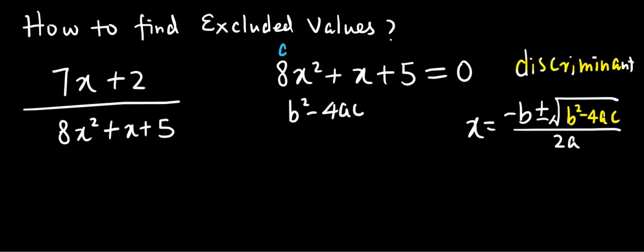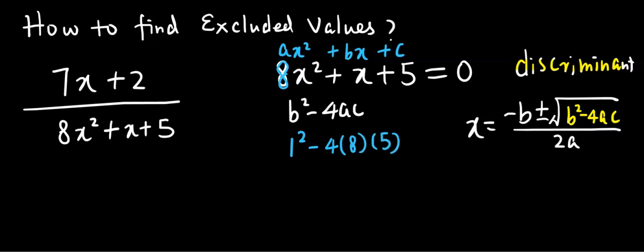Let us review. This is ax squared plus bx plus c form. So b squared is 1 squared, minus 4, a is 8, c is 5. As we can see, this is going to be less than 0. We're still in the real number family. Therefore, when b squared minus 4ac is less than 0, we don't have real roots.